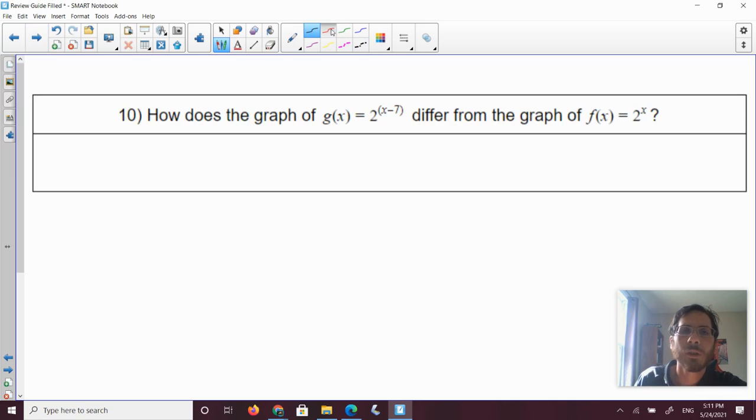Pretend we're looking to see how this graph differs. In this case, there's only one difference. Up here, we have x minus 7. So that means we're going to go 7 to the right.